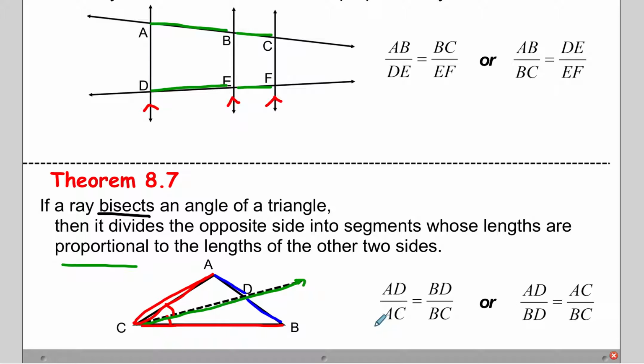Once again, that's not the only proportion that is true. We could also say that AD over BD is the same proportion as AC is to BC.